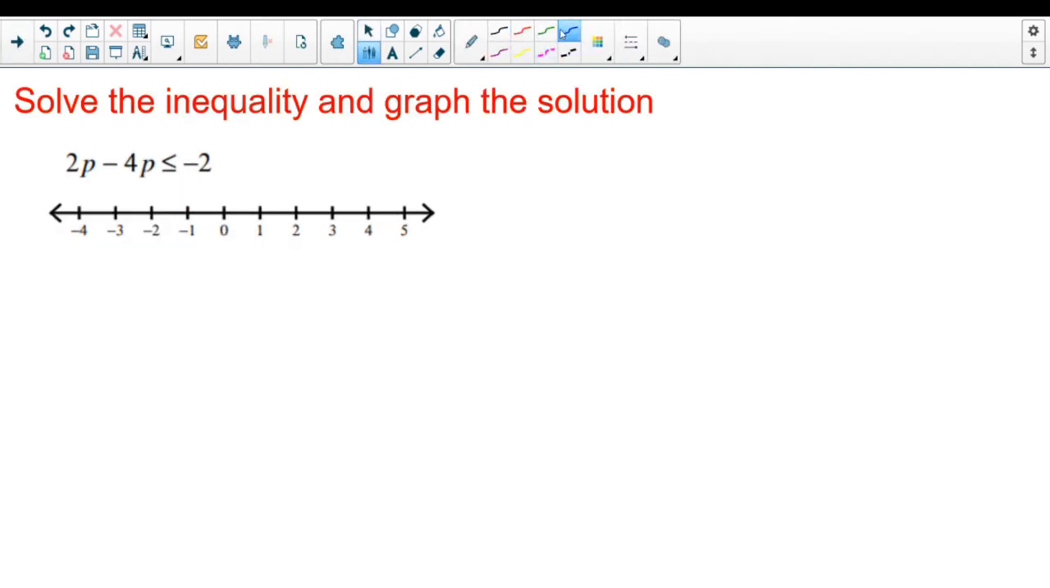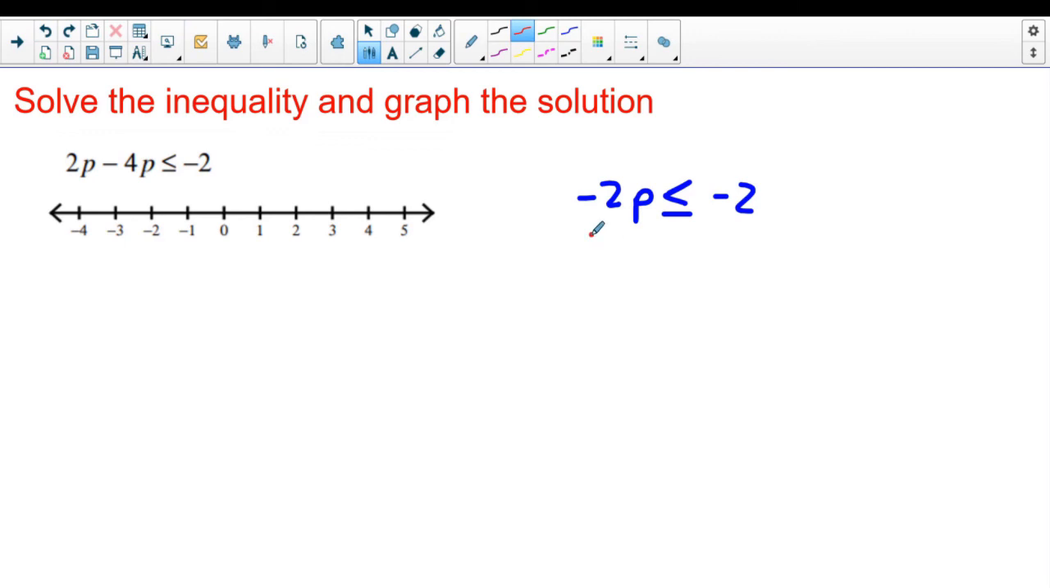All right, so this one is a little bit harder. The first thing that I notice is I have two like terms here, 2p and minus 4p. So I can start by combining the like terms. So 2p minus 4p is negative 2p. And this is less than or equal to, so I do have that line on the bottom here. This is less than or equal to negative 2. And then our last step here is going to be to divide out this negative 2.